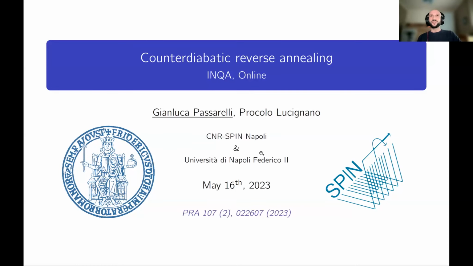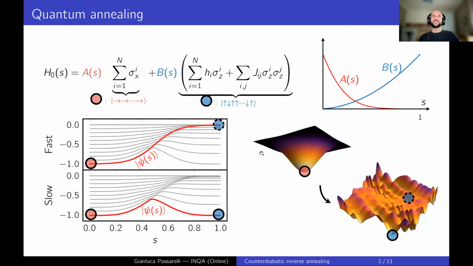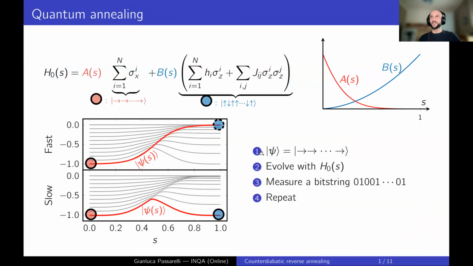Given the audience of this talk, I figured that I don't really have to do my usual introduction about quantum annealing, because I assume you are already quite familiar with the subject. So I'll be very quick about this point, and I just want to remind you all what the general algorithm entails in quantum annealing.